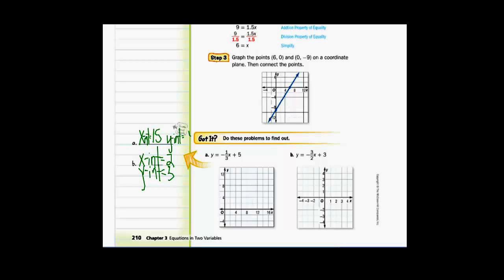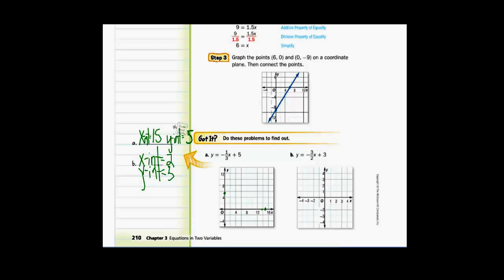I don't want you thinking that I'm necessarily always putting in a 5 for y. That's not what I mean. The x-intercept is 15, the y-intercept is 5. So x-intercept 15 would be about right here. The y-intercept 5 would be about right here. Draw a line to connect those two.